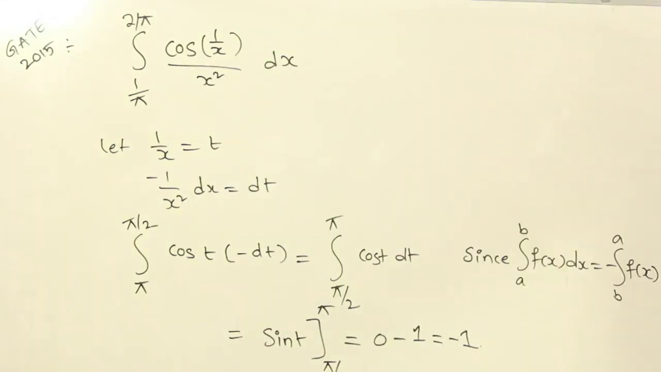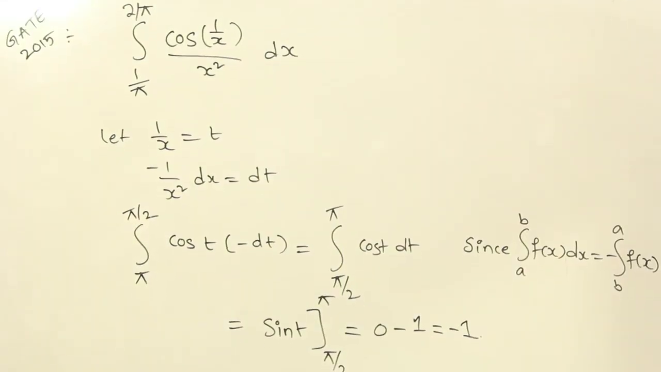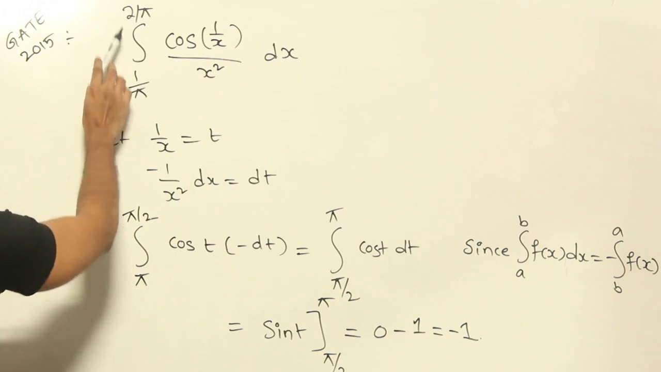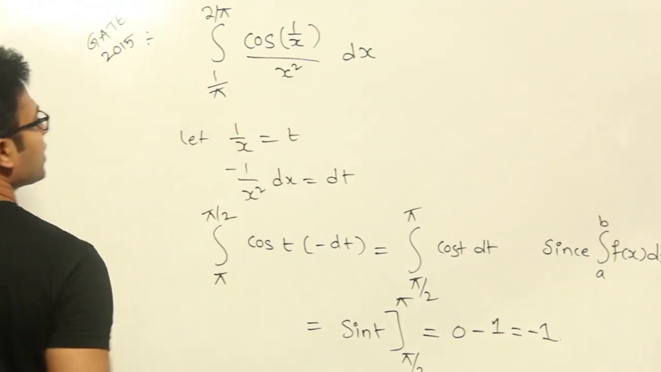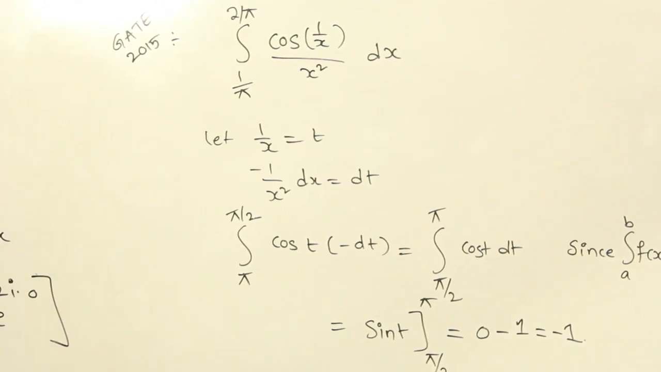This question is given in GATE 2015. Let's try to solve it. Integral 1 by pi to 2 by pi cos 1 by x divided by x square dx. Now we can use substitution method.